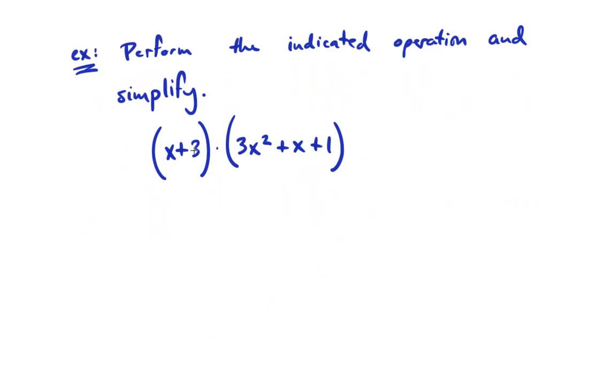So here we've got x plus 3 times 3x squared plus x plus 1. And we're hopefully familiar with the fact that if this were, for example, just a 2 instead of an x plus 3, we would distribute that 2 to everything in here. And that's sort of what we're going to do here. Except instead of distributing the x plus 3 to everything in here, what we're going to do is take the x and distribute it, and then take the plus 3 and distribute it as well. So we're going to break up that x plus 3 and then distribute. So break up, then distribute.